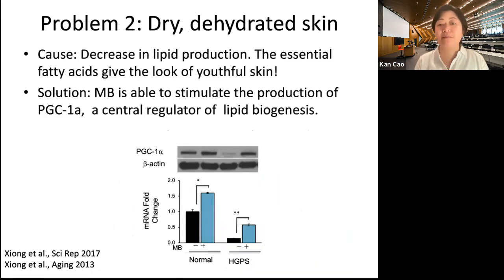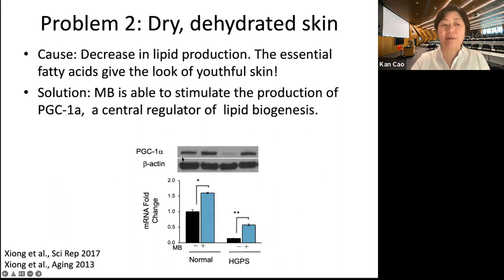Second common problem we have with our aged skin is dry and dehydrated skin. The cause of it is a decrease of lipid production. The lipids are the essential fatty acids that give us the glowing, youthful look of our skin.